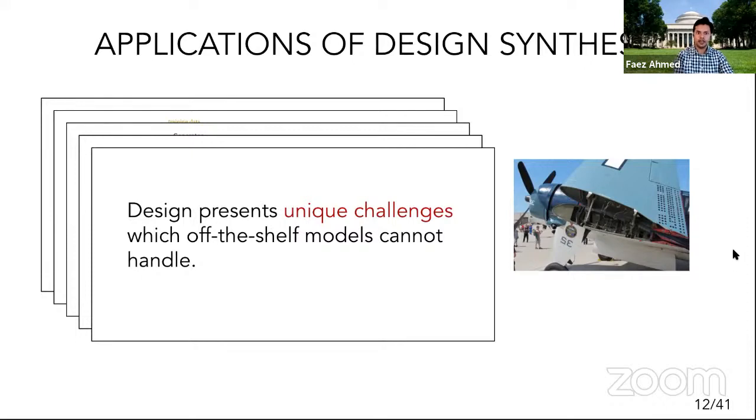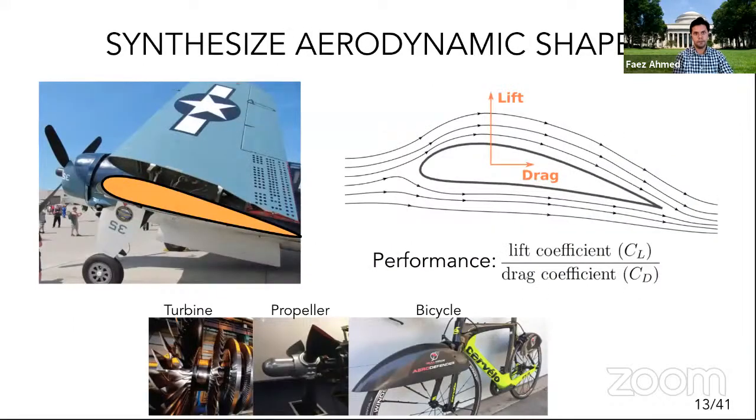However, when we look at all these research works, there are certain unique challenges which we find, which off-the-shelf models cannot handle. Today, I'll touch a bit on those unique challenges and then wrap up with what the open questions are which are still out there. And to look at these unique challenges, we will look at the example of synthesizing aerodynamic shapes.